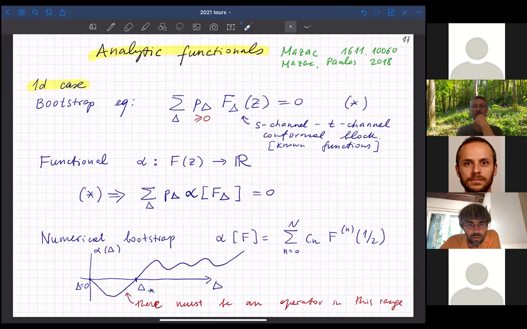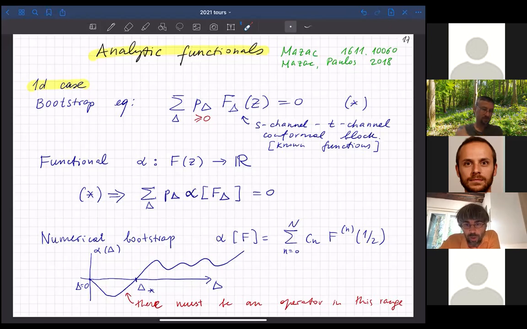By varying these coefficients, you try to make your functional, if you plot this alpha of f delta, get a curve which at large delta always has to be positive, and then somewhere it will necessarily pass through 0. And at delta equals 0, which is the unit operator, you also want your functional to be 0.